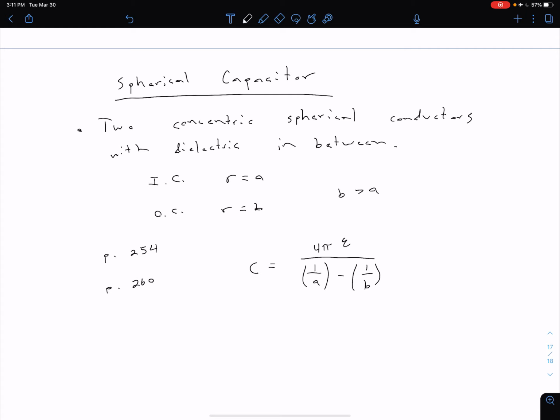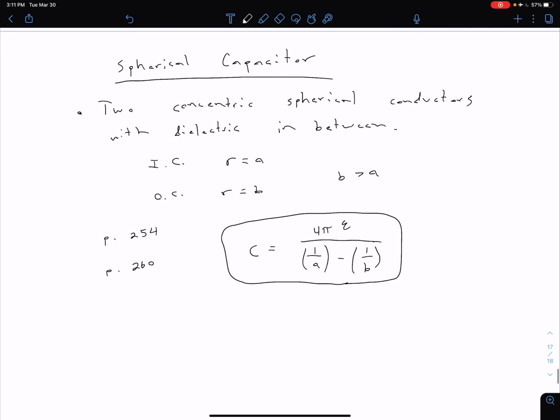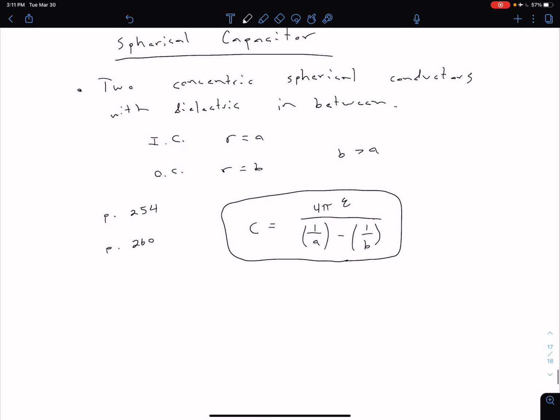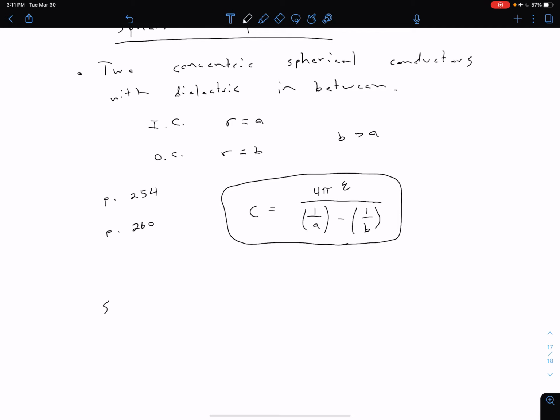Now, you might be asking yourself, why would we ever want to deal with a spherical capacitor? What's the practical use of that? Well, one good practical use is to calculate an approximation for stray capacitance of equipment.